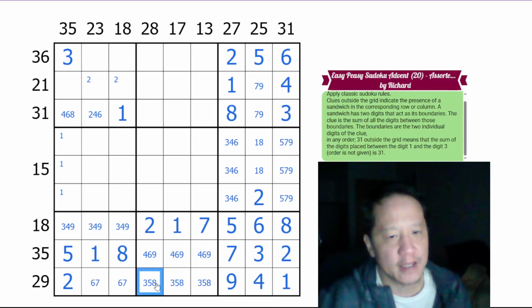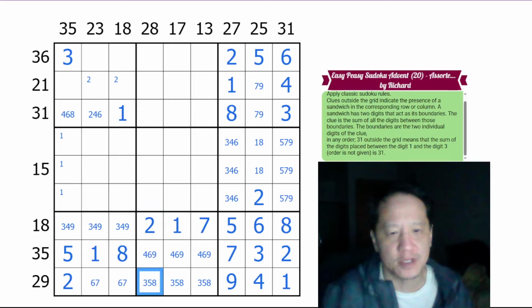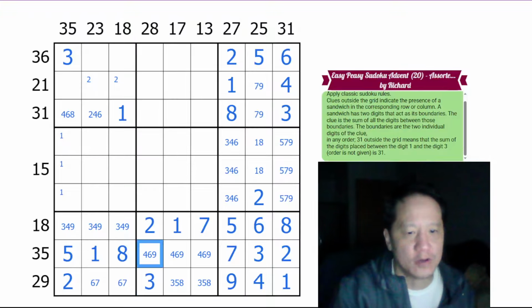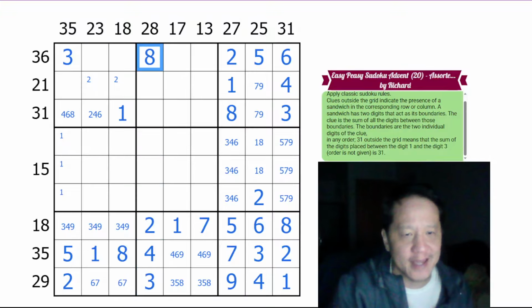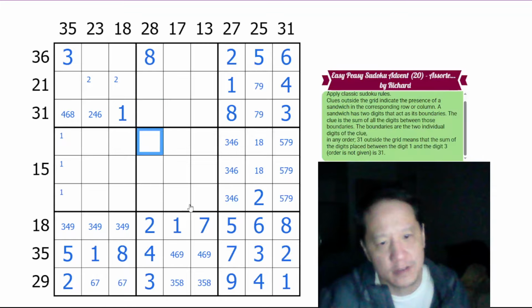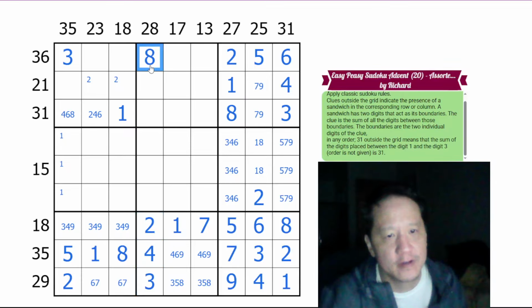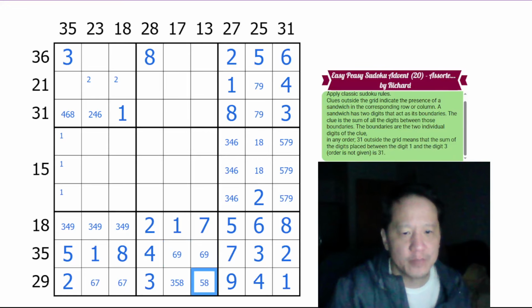And 8 cannot be here because you can't have 28 in between in a single digit. So this can't be 8. So these two must be outside the boundaries. So then this has to be 3 and 4. So that's 3, 4. This is 8 guaranteed to be here. And then again, we have 9 removed from 45. And then 8 removed from 45, which is 28. So these can't be 4. These can't be 3.